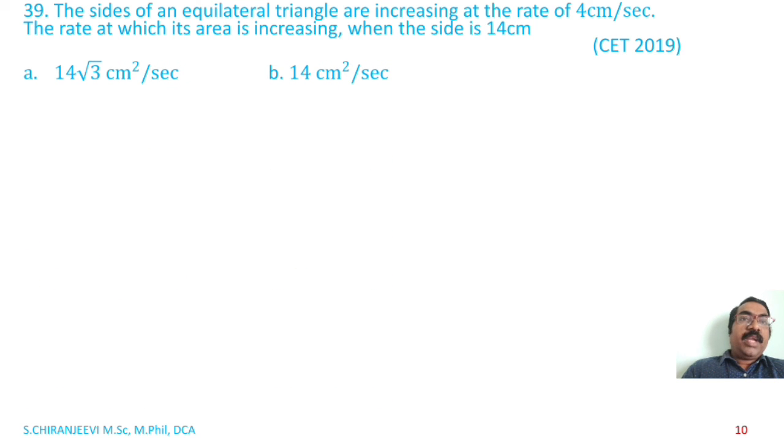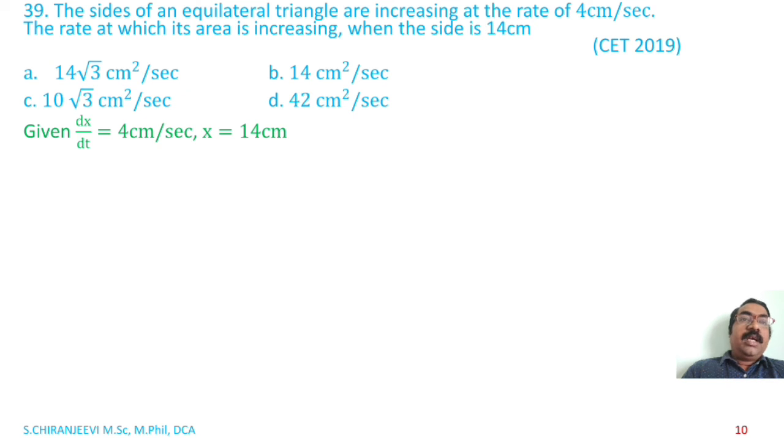39. The sides of an equilateral triangle are increasing at the rate of 4 cm per second. The rate at which its area is increasing when the side is 14 cm, which is asked in the year CET 2019. Options 14 root 3, 14, 10 root 3 and 42. Given rate of the side, which is dx by dt, is 4 cm per second and the value of x is 14 cm. So area of triangle will be A equal to root 3 by 4 x square.